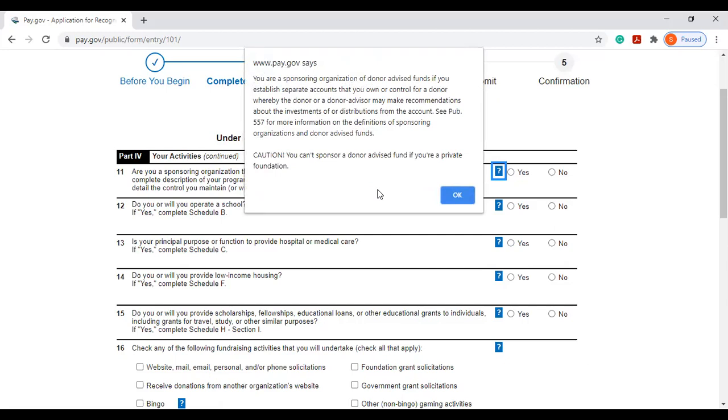You are a sponsoring organization of donor advised funds if you establish separate accounts that you own or control for a donor, whereby the donor or a donor advisor may make recommendations about the investments of or distributions from the account. See publication 557 for more information on the definitions of sponsoring organizations and donor advised funds. Caution: you can't sponsor a donor advised fund if you're a private foundation.